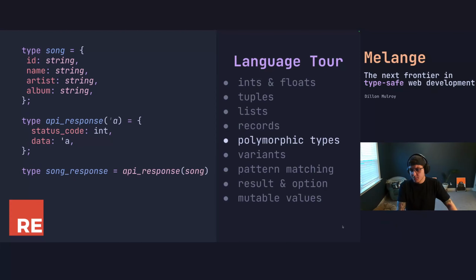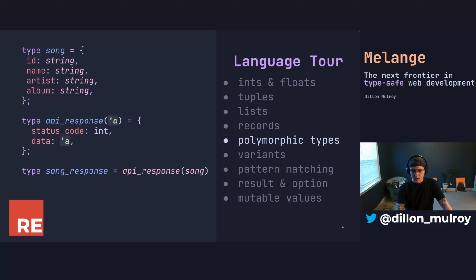So that moves us forward into polymorphic types. Essentially, polymorphic types are just a fancy way of saying generic types. They're going to look exactly like generics and feel like generics in TypeScript, which we'll go over in a second. So using our same song example, let's say we would want to model an API response, and then more specifically, some song API response. So we say type API response, and then it has this weird paren and this tick A, which we call alpha, and then equals this type definition, status code with an int, and then this data, which has the type of A.